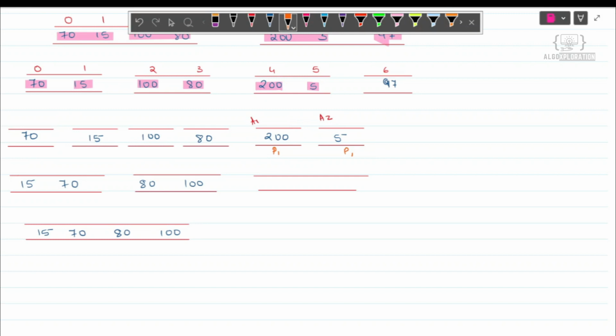Now we will check whether A1 of P1 is less than or equal to A2 of P2. Since it is not, so we will increment P2. Actually first we will copy A2 of P2 and we will increment it. Now we can see that P2, now we will copy 200 here.